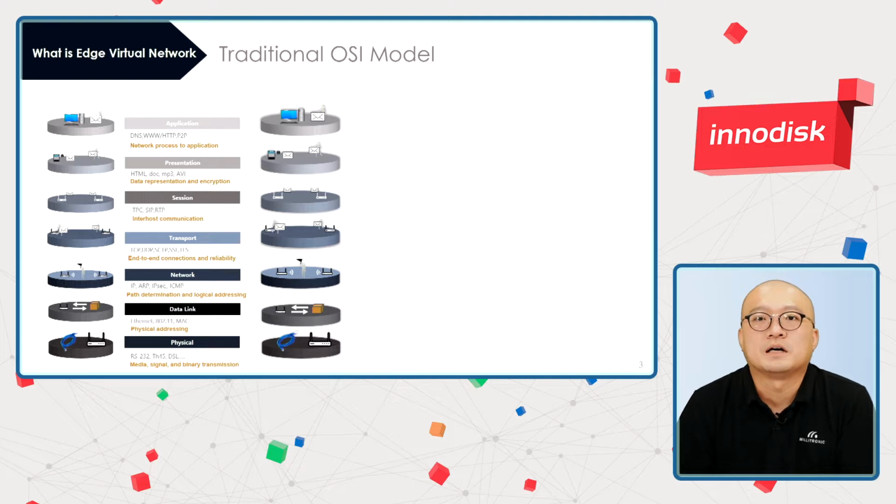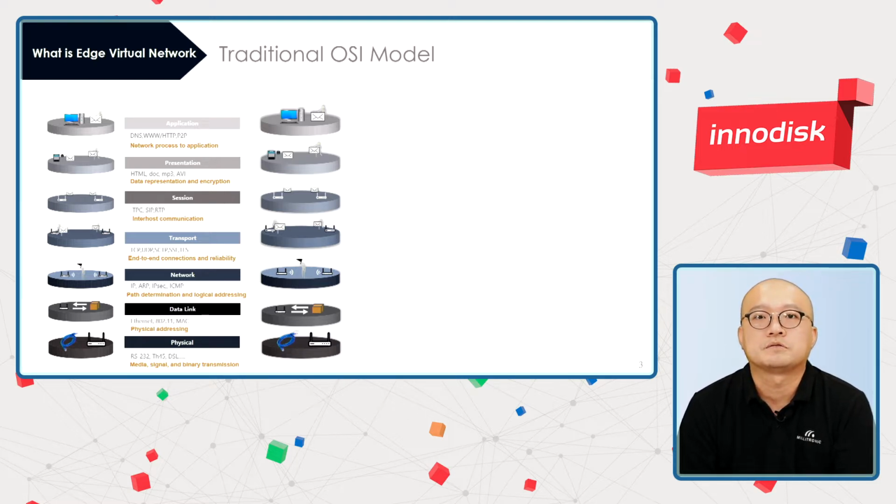In this page, I would like to show you the traditional OSI, the Open System Interconnection model, that describes the 7 layers that computer systems use to communicate over a network. This is the traditional data transmission flow between server and edge. The left-hand side is the server side and the right side is the edge side.